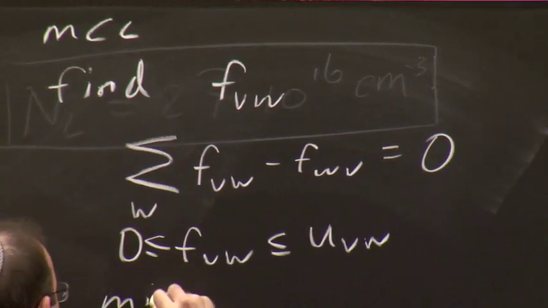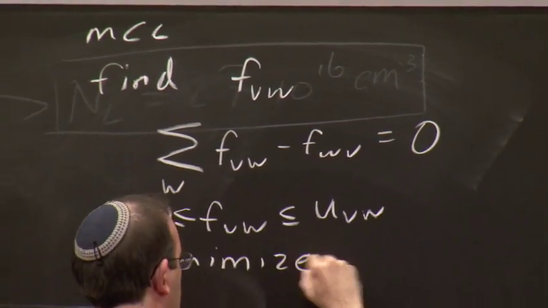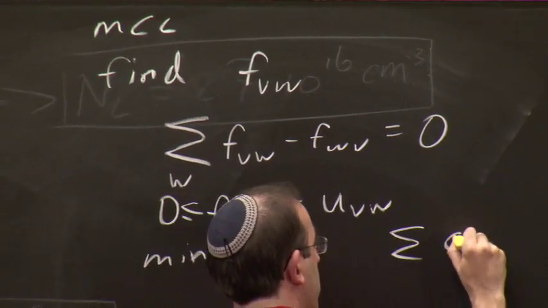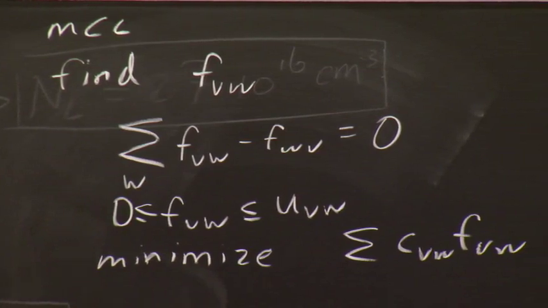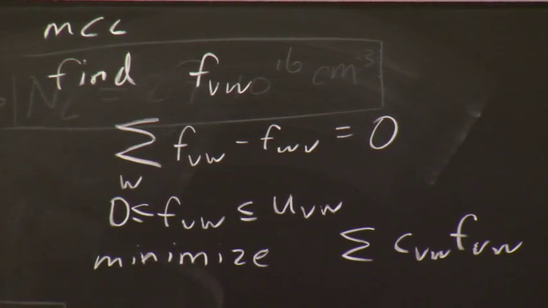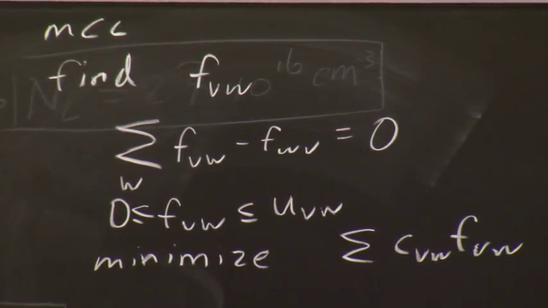And then I'm going to want to minimize the cost of that flow, which is the cost of VW times the flow on VW. Okay, so this is just a nice English-free description of, okay, maybe there's a little English, but a sort of simple description of the min-cost circulation problem.